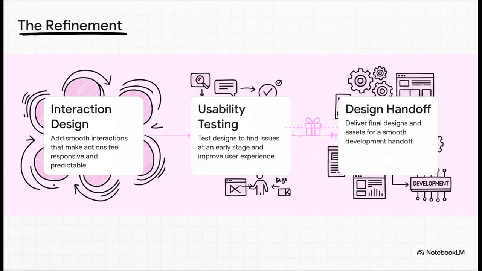And finally, we polish and perfect. The most important step here by far is usability testing. This is where you put the design in front of real people and just watch. You see where they get stuck, where they get confused. And you know what? Finding a huge problem at this stage is a massive win because it means you can fix it before it affects thousands of users out in the wild.